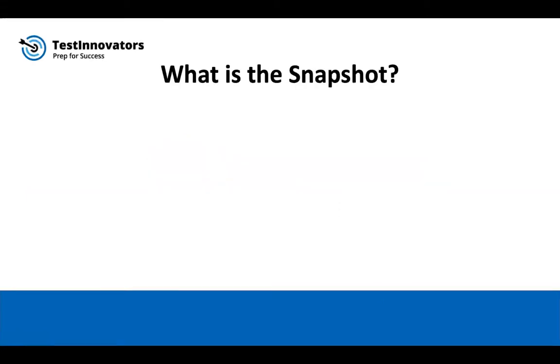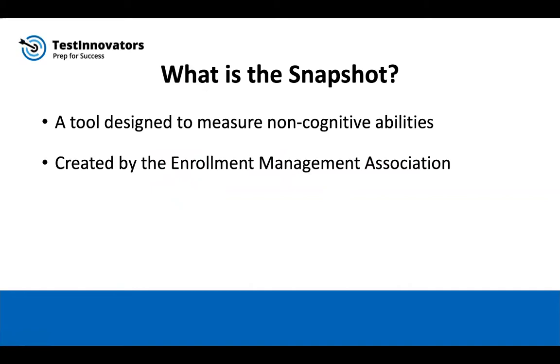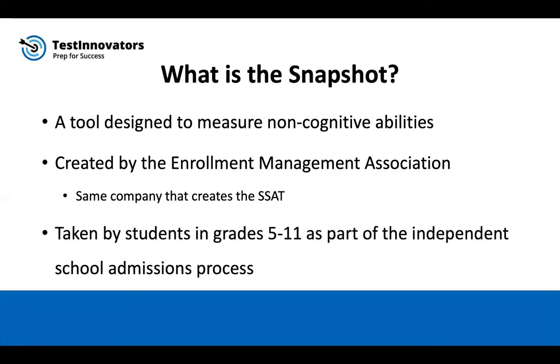Starting with the basics, the snapshot is a tool that was designed to measure non-cognitive abilities or character skills, thus the Character Skills Snapshot. It was created by the Enrollment Management Association, which is the same company that creates the SSAT. It's taken by students in grades 5 through 11 as part of their independent school admissions process for any schools that are asking for it, or you might send it as a supplement even if the school isn't asking for it.